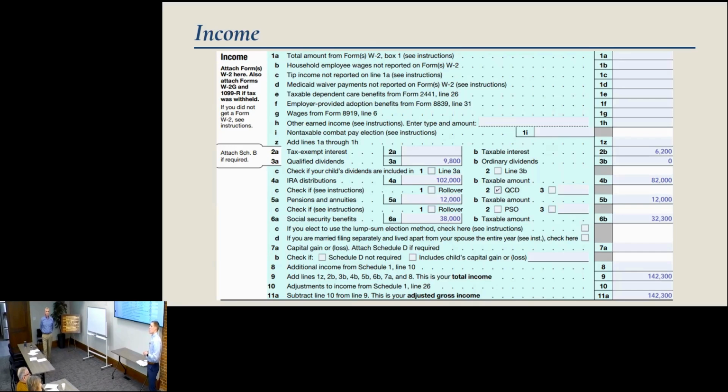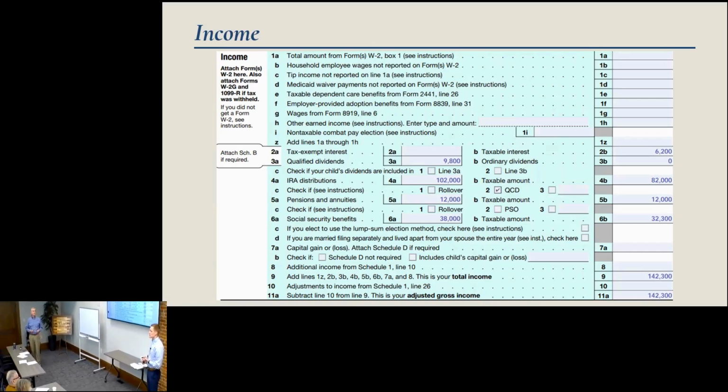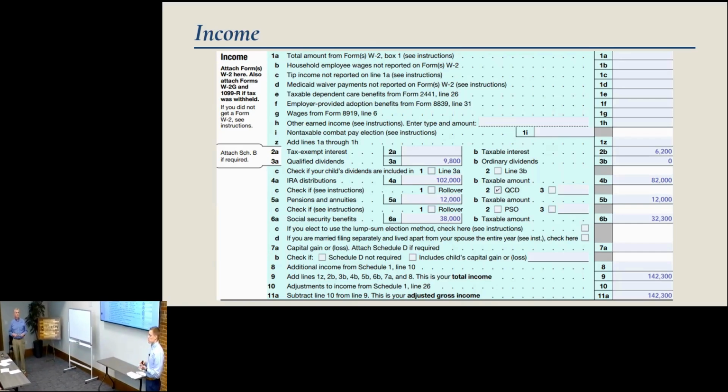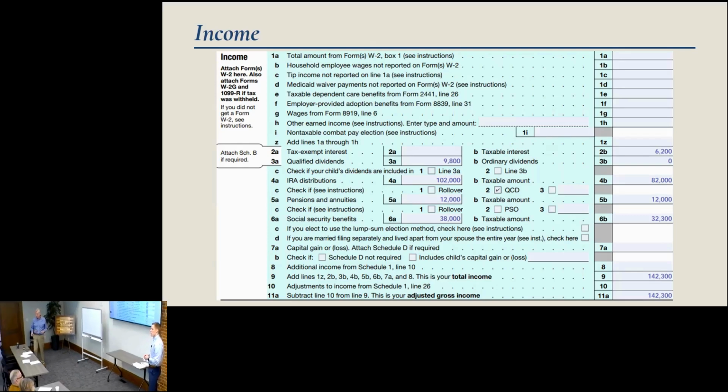So most things that we're familiar with when you invest in stocks, most ETFs pay ordinary or qualified dividends, but bond funds, bond mutual funds, money market funds, things like that will pay ordinary dividends.